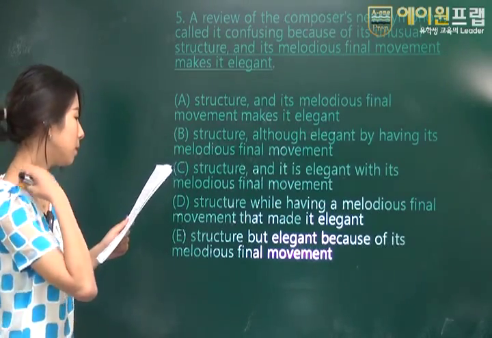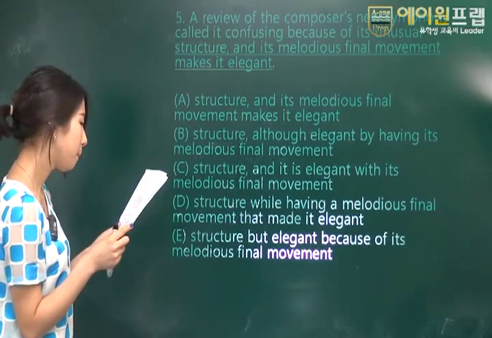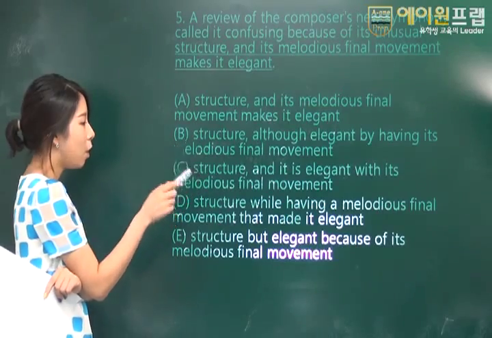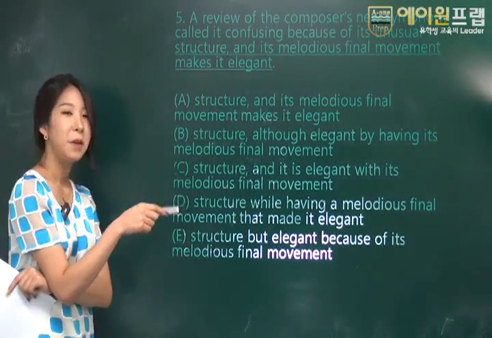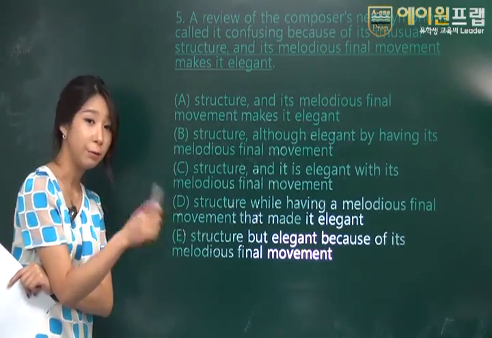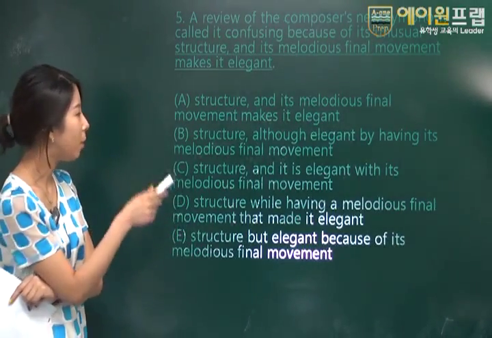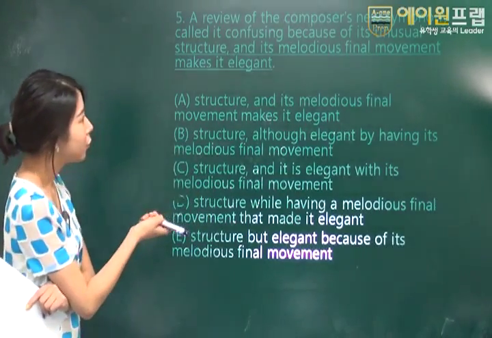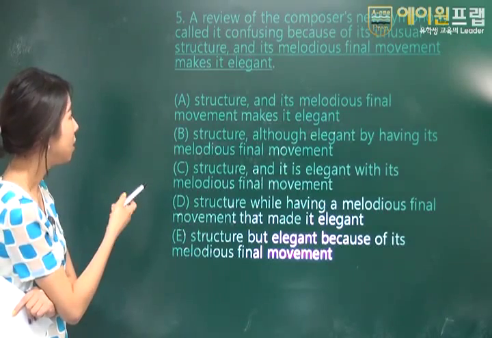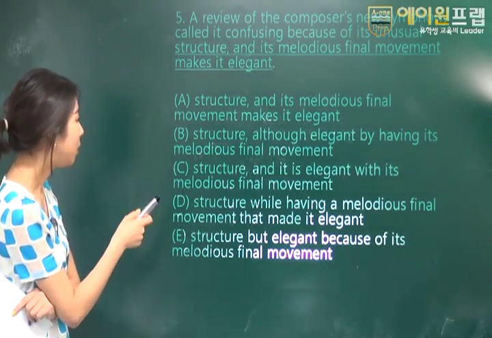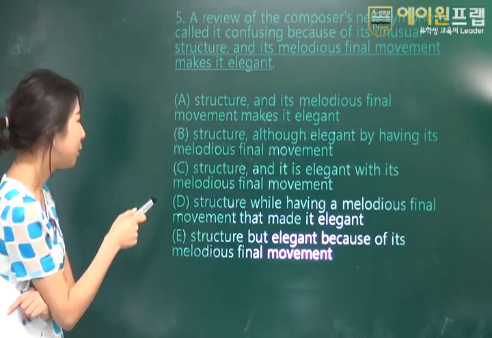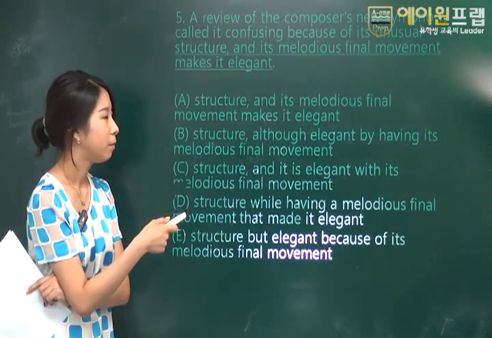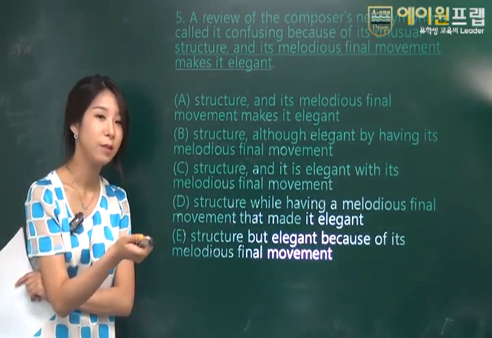So, let's see. They all make sense, although, while, and but. So there must be other grammatical issues that we can probably find. And we have to find the best answer among B, D, and E. So let's look at B. Structure, comma, although elegant by having its melodious final movement. Okay, so although elegant by having its melodious final movement.